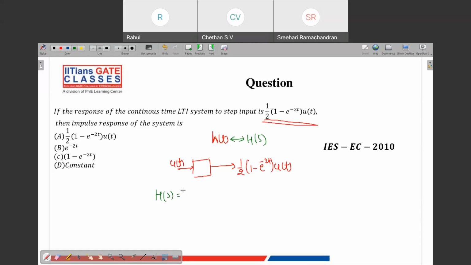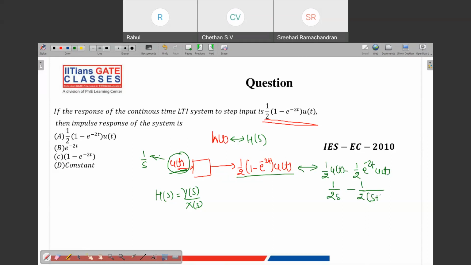So H(s) will be equal to Y(s) divided by X(s), where Y(s) is the Laplace transform of the output and X(s) is the Laplace transform of the input. We know the Laplace transform of u(t) will be 1 by s. We need to find the Laplace transform of the output. So you can write it as 1 by 2 u(t) minus 1 by 2 e to the power minus 2t u(t). For this, it will become 1 by 2s minus 1 by 2(s plus 2). Or you can write 1 by 2, (1 by s minus 1 by (s plus 2)). So it will become (s plus 2 minus s) divided by 2 s (s plus 2). So this will be the output.